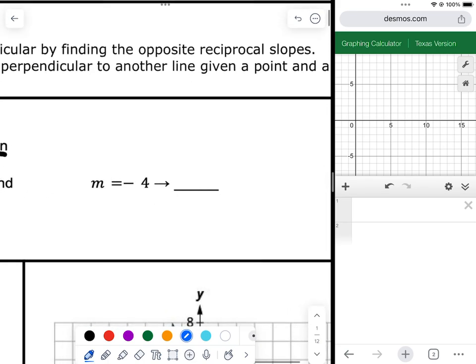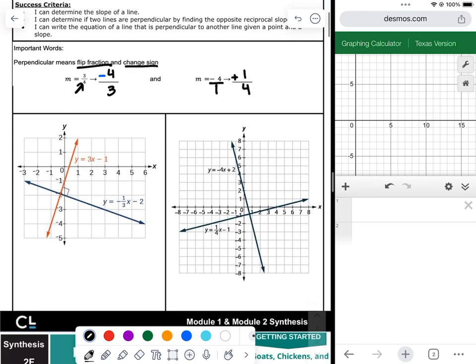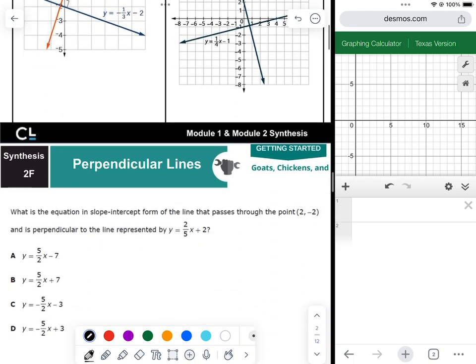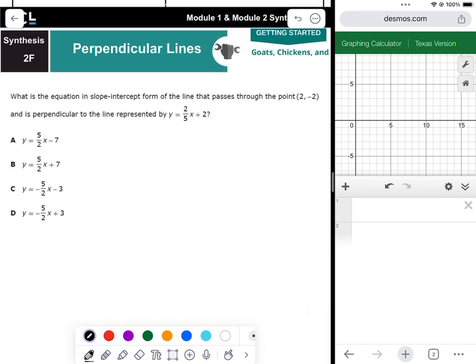Move real quick over here. If you have m is equal to -4, that is -4 over 1. So this would be positive 1 over 4. Those are perpendicular slopes. So Desmos will be our friend. True, false will be our friend. Let's go ahead and take a look at question 1.